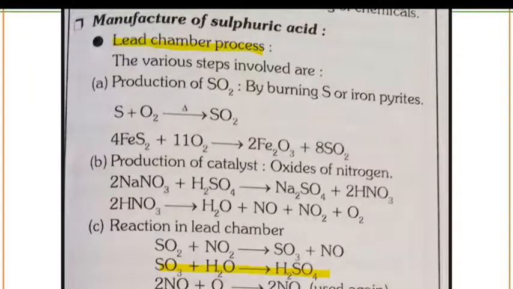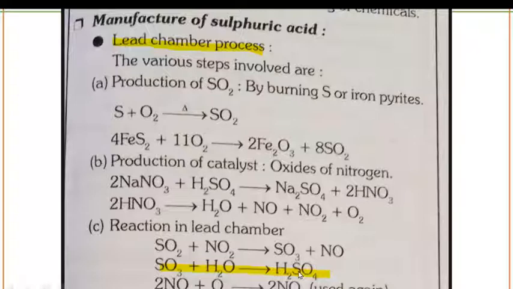Next is the manufacturing of sulfuric acid. The process for manufacturing of sulfuric acid is the lead chamber process. The various steps are these. Number 1, production of SO2. Number 2, production of catalyst. In this lead chamber process, the catalyst uses the oxides of nitrogen. It can be HNO3, NO2 or NO. Now the next step is reaction in the lead chamber. When you react SO3 with H2O, you will get H2SO4. So this was all about the manufacturing of sulfuric acid.